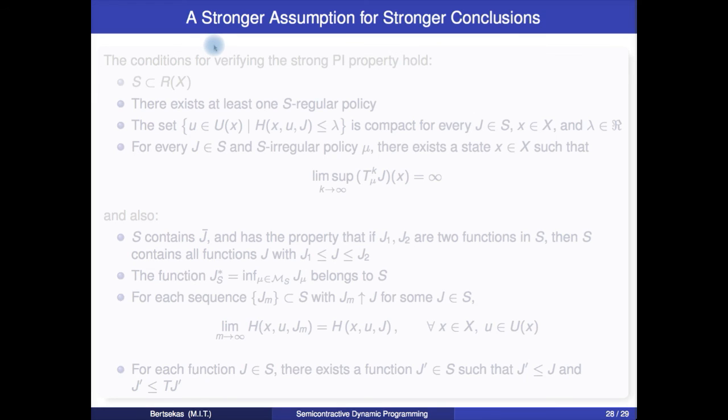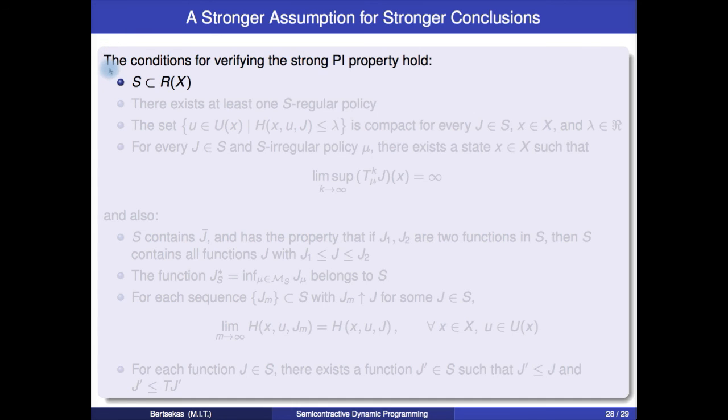It turns out that under a stronger assumption that still revolves around the strong PI property, we can prove some very strong conclusions. Let us first state the assumption in some detail, and then we will discuss the conclusions. The first part of the assumption states that the conditions for verifying the strong PI property that we gave hold. In particular, S consists of real valued functions. There exists at least one S-regular policy.